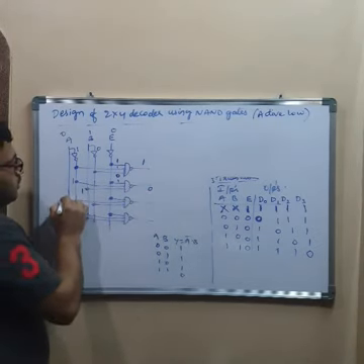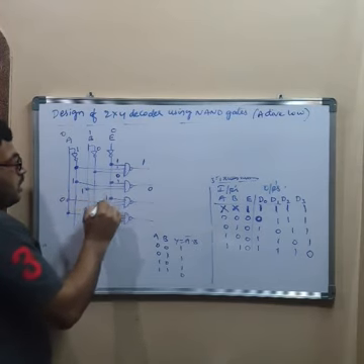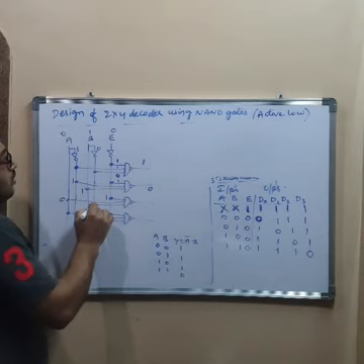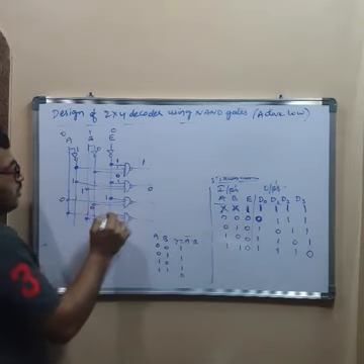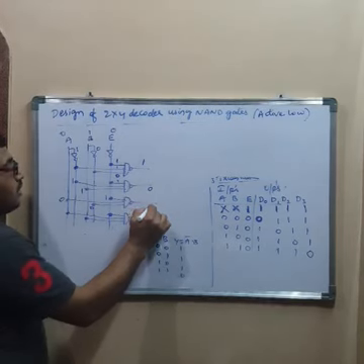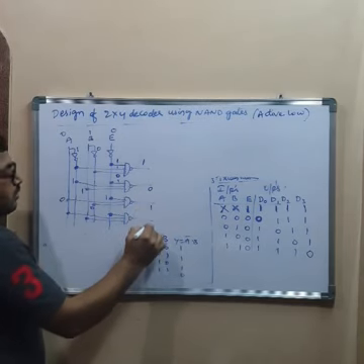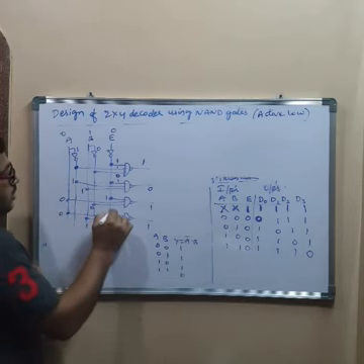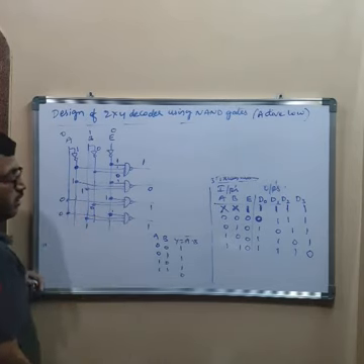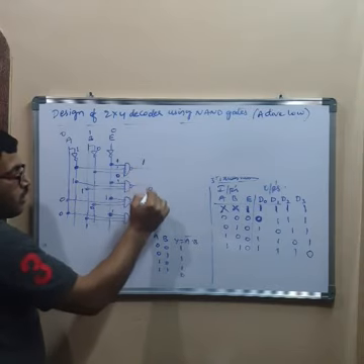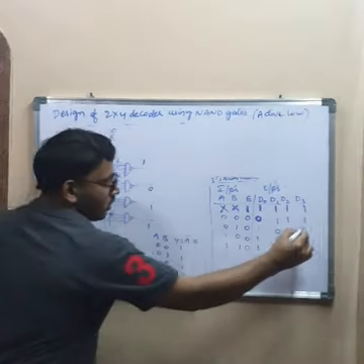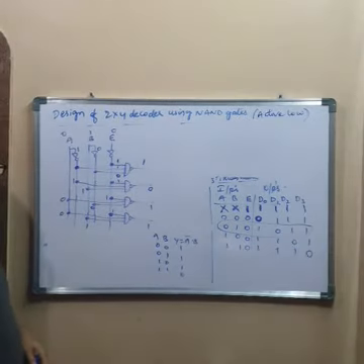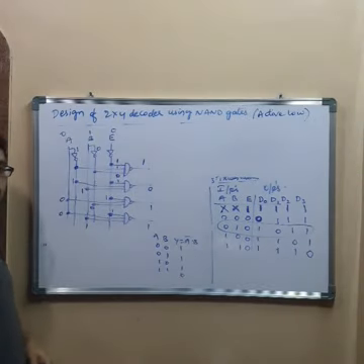Next, this is 0, 1, this is 0. So this will be 1. This will be 1. This is 0. This is 1. This is 1. Right? So what you got? 1, 0, 1, 1 for this combination. Look here. Right? For remaining combinations you can verify.